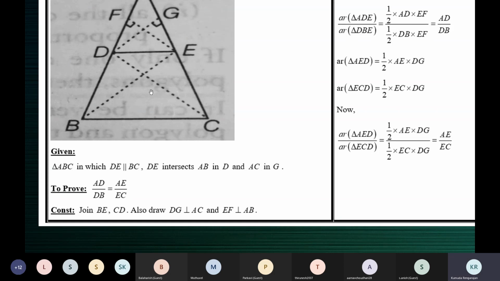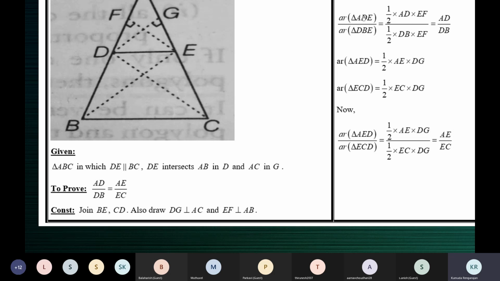Both the triangles lie between these two parallels, DE and BC. That means they have the same area. That means area of triangle DBE is equal to the area of triangle ECD. So the numerator triangles are the same. The denominator triangles are different, but they have the same area.